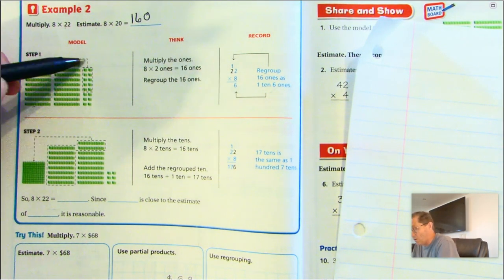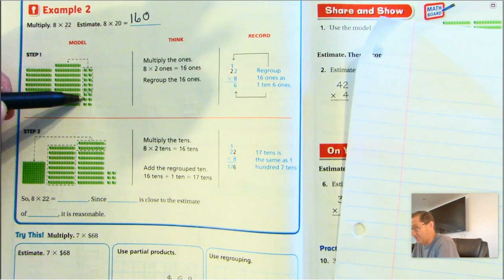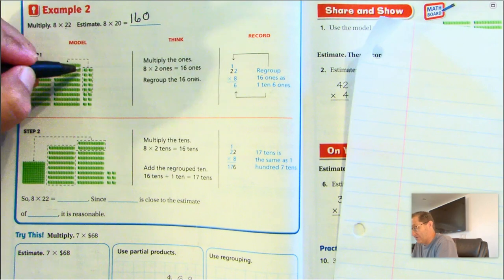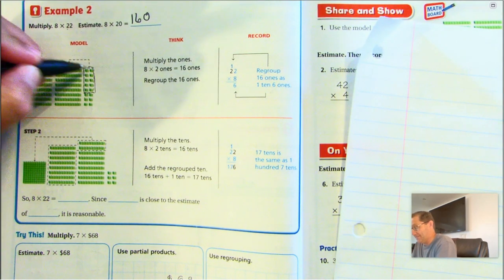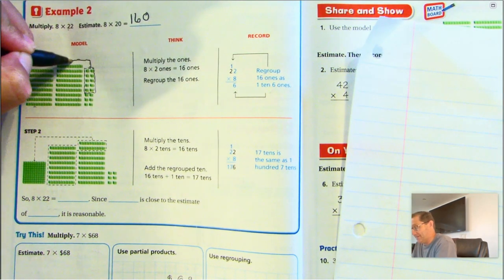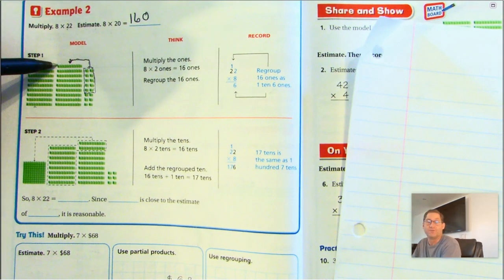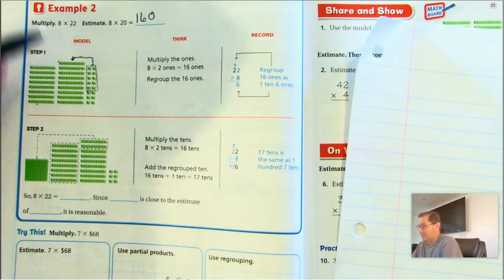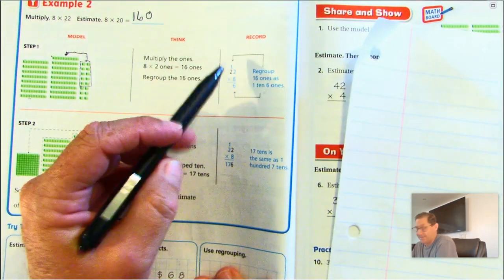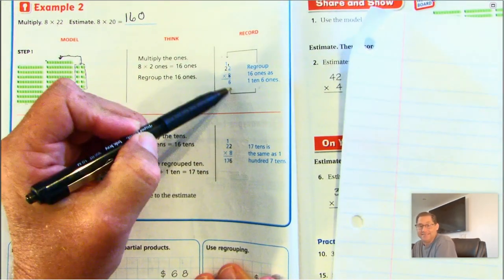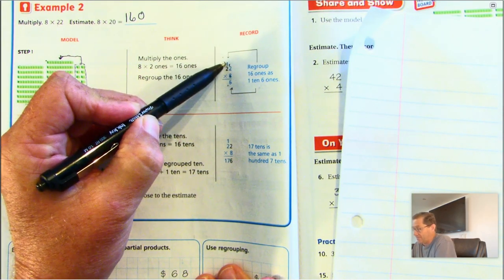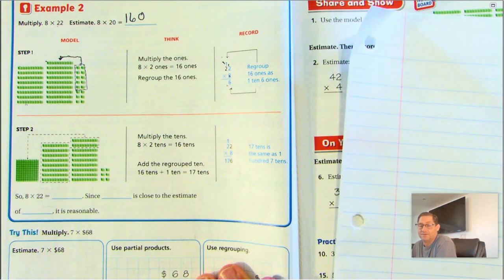And so how many ones do I have? 2, 4, 6, 8, 10, 12, 14, 16 ones. So I can take 10 of those ones and regroup as 1 ten. So if we do that mathematically, we go 8 times 2 is 16, right? You see where we got the 6 ones, and we put the regrouped 10 in the tens column.